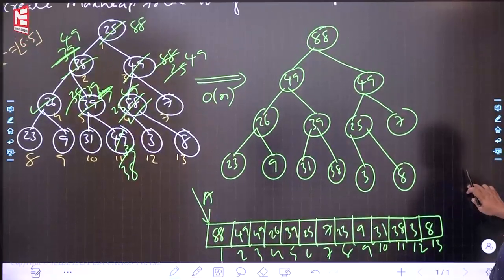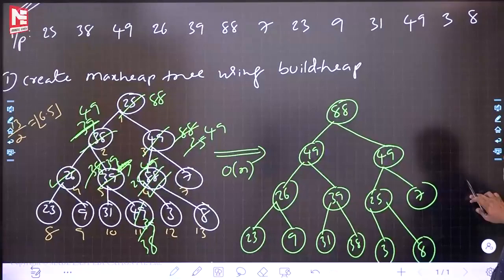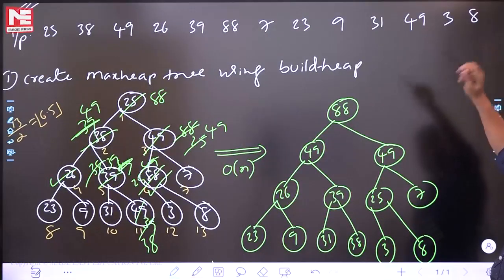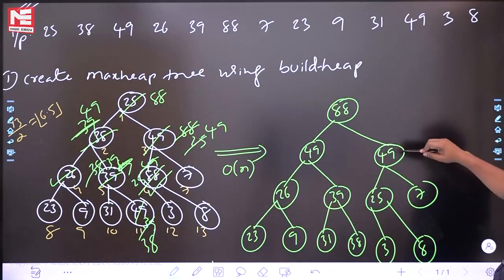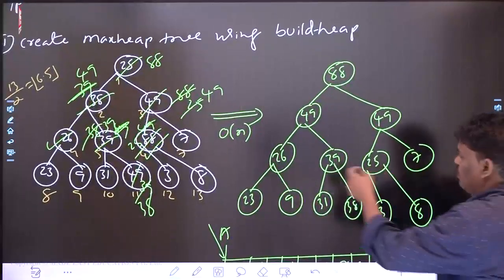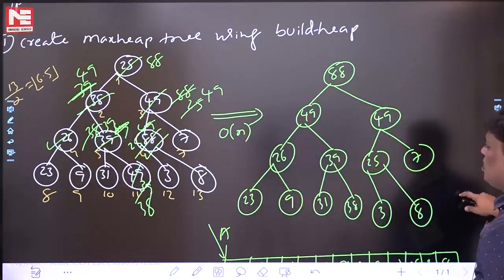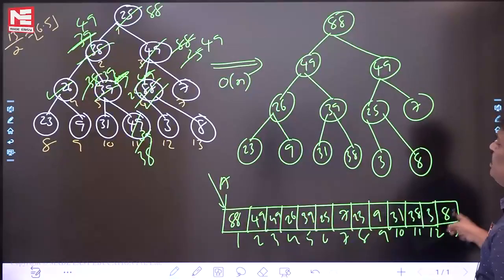So what is the first step? If you want to sort the given array using heap sort, the first step is to create a max heap tree using the build heap method. Yes, I have done it. How much time? Order of n, because the build heap method time complexity is order of n. So the output is stored in the form of an array only, everyone knows, right?